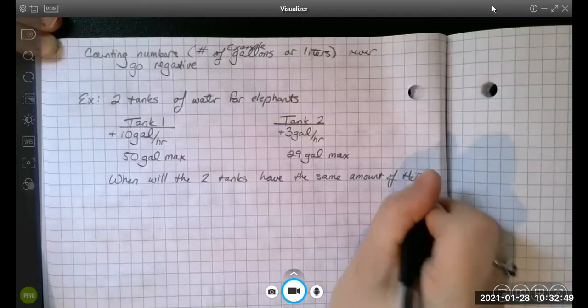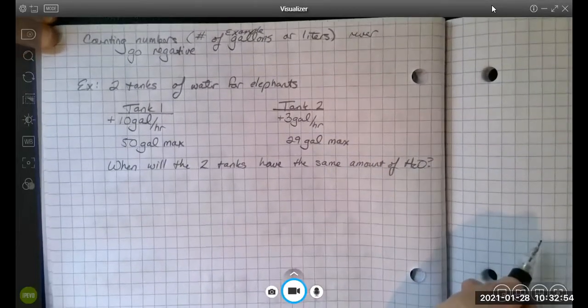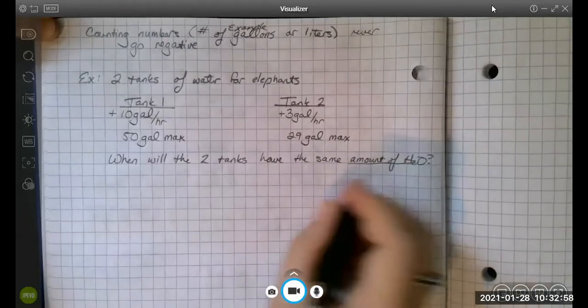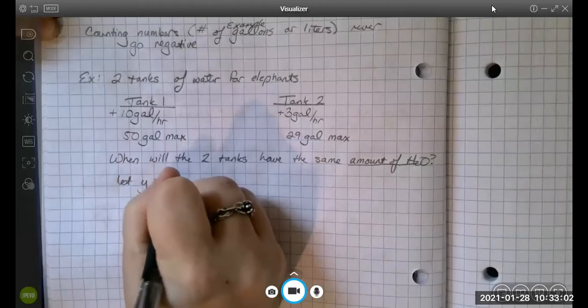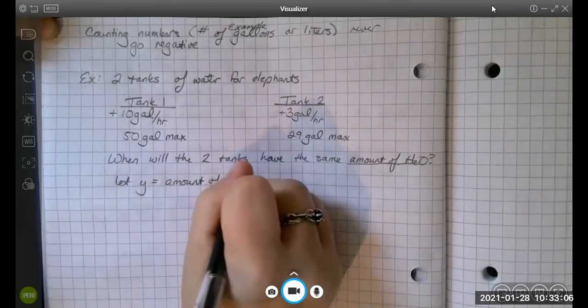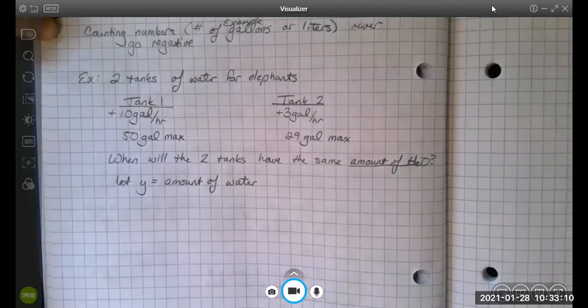H2O is how you write water in chemistry, so I'm going to write water as H2O. So when do they have the same amount of water? Well, that's what we're talking about, amount of water. So I'm going to say let Y equal the amount of water. And then I'm going to write my two equations.